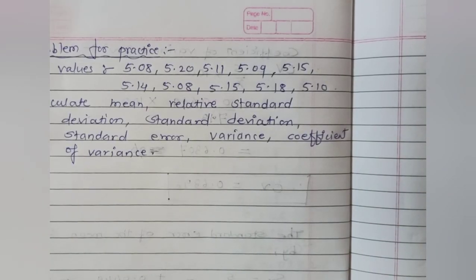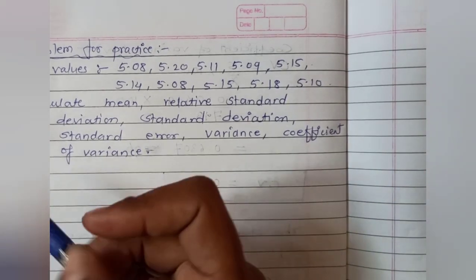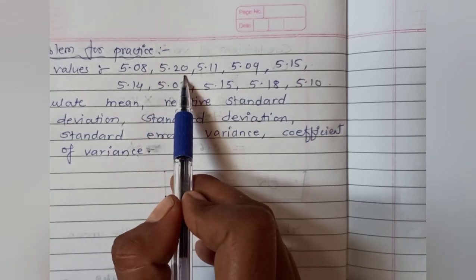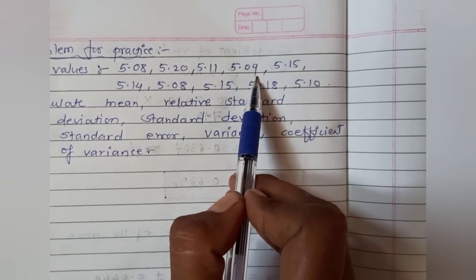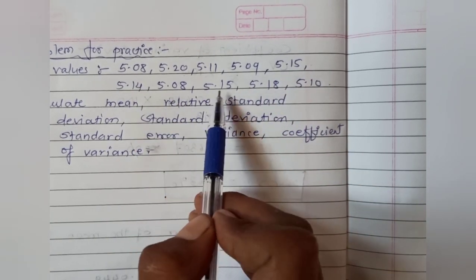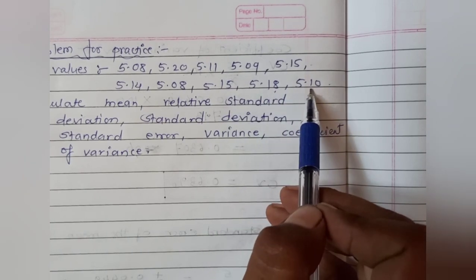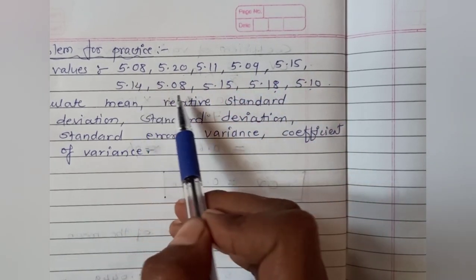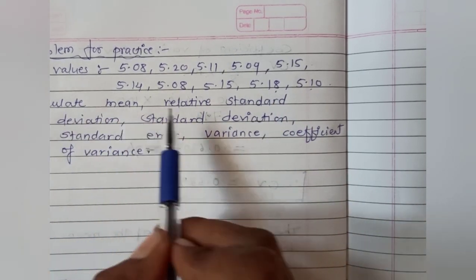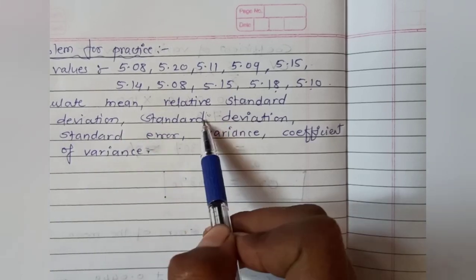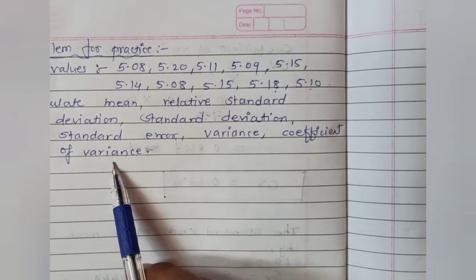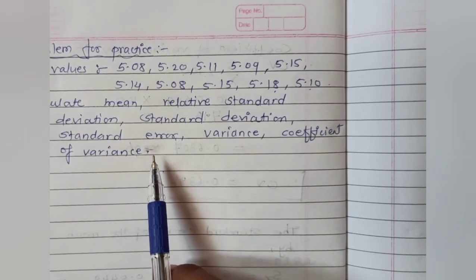Here is a problem for you. The given values are 5.08, 5.20, 5.11, 5.09, 5.15, 5.14, 5.08, 5.15, 5.18 and 5.10. Again, these are 10 values. From these values, you have to calculate the mean, relative standard deviation, standard error, variance and coefficient of variance. Please solve this.